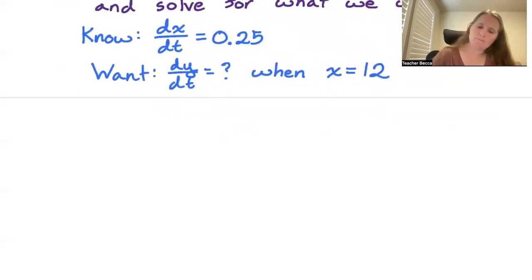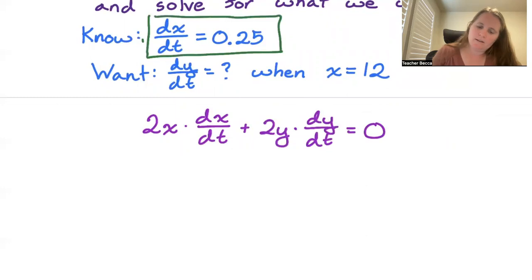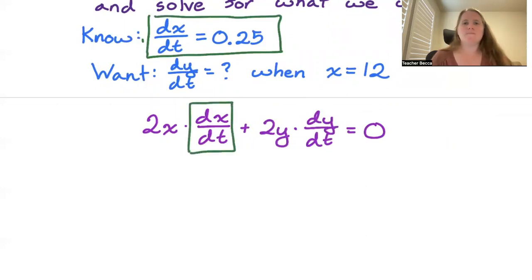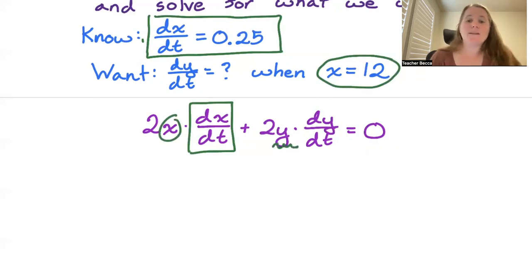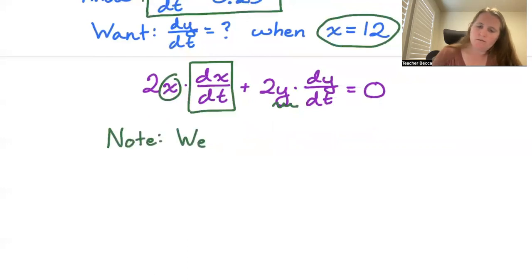So if we start plugging in, we had 2x times dx dt plus 2y times dy dt is equal to 0. We can swap out our dx dt for that 0.25. We can swap out our x for 12. The question becomes, what do we do with this y? We want dy dt, but we still have y we need to replace. So note, we need to find y as well.